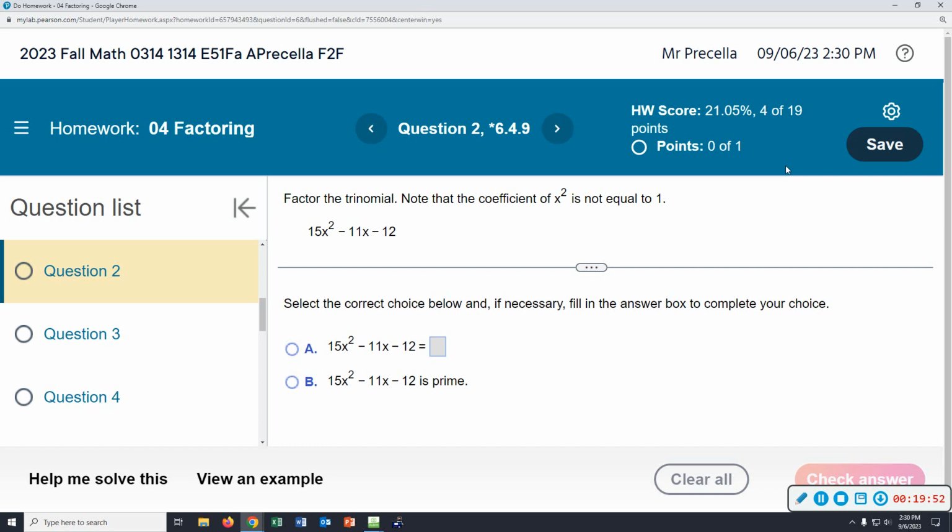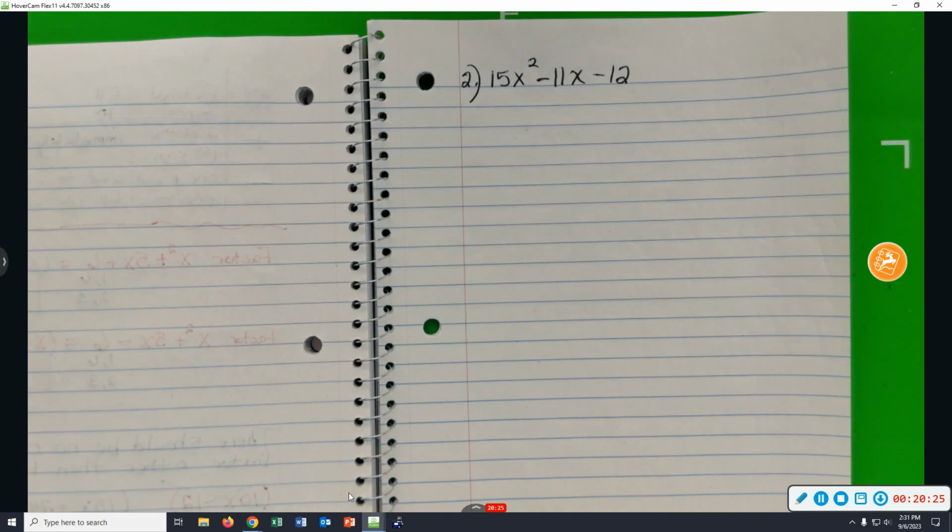A prime number is a number that can't be written as a product of anything other than 1 and itself. For example, 5 can only be written as 1 times 5. 5 is prime. A trinomial that can't be factored as anything other than 1 times itself is said to be prime. So if it's impossible to factor, you would select the B option, that it's prime. And we'll see one of those in a little bit. Have you written it down? 15x squared minus 11x minus 12. Well, y'all know one thing. What sort of signs are we going to have in the parentheses?